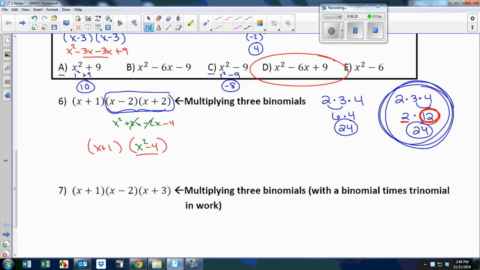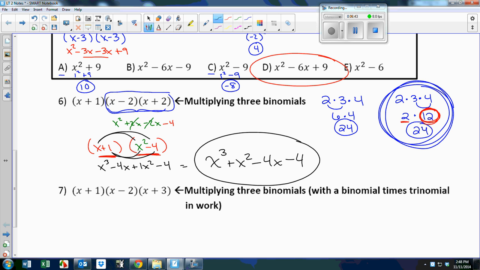I still got to multiply it by the other factor. I've got to multiply the x squared minus 4 times the x plus 1, which is just another FOIL, F-O-I-L. First, x cubed, outer, minus 4x, inner, plus 1x squared, and last, minus 4. Personally, I like to put them in order. X cubed first, then plus x squared, then minus 4x and minus 4. And there's no like terms, so that's just the final answer. If there had been like terms, we would have combined them.